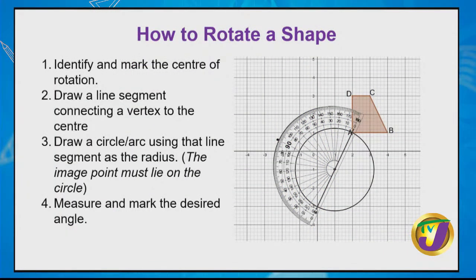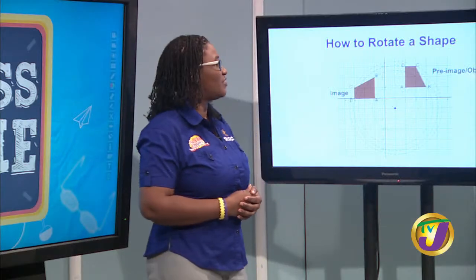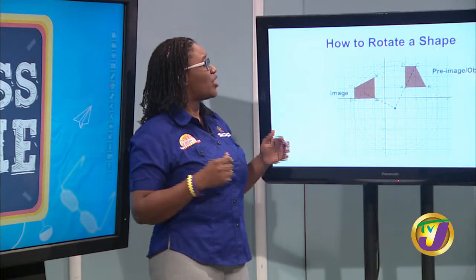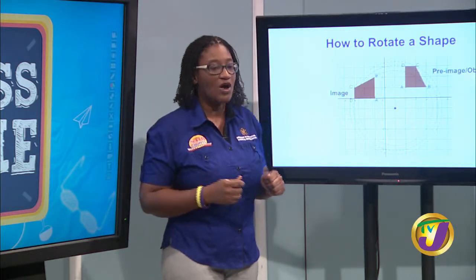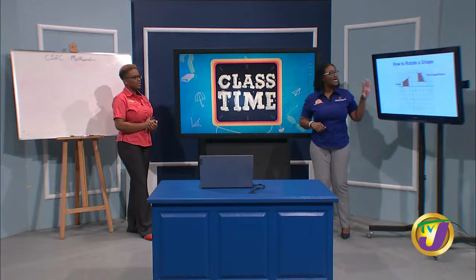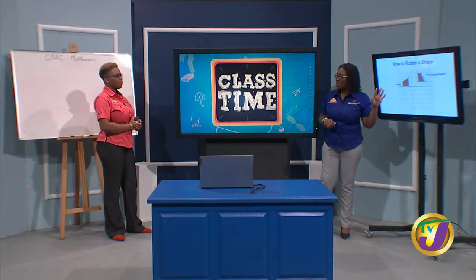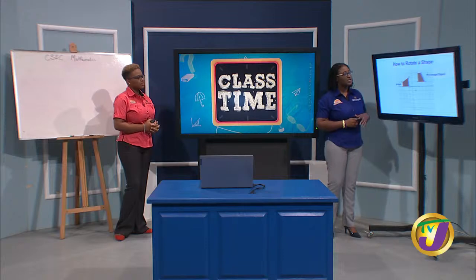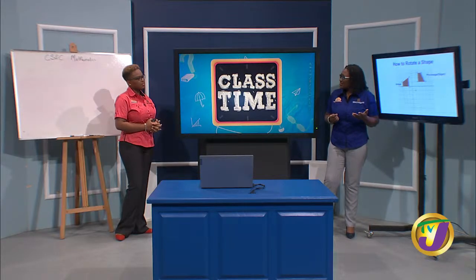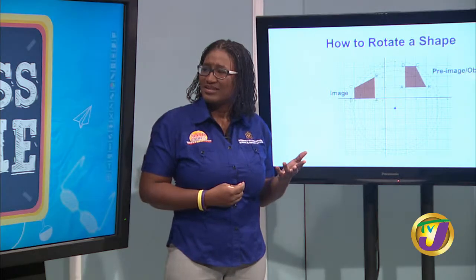All right, so we're going to go back to where we were at the end of the break, and I did mention that we're going to be looking at the properties of the rotation. So Latoya, as we look at this, we're seeing our object or pre-image, and we're also seeing our image. Are there any similarities?